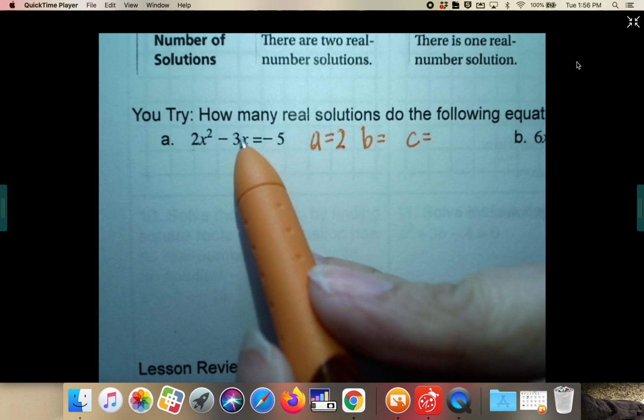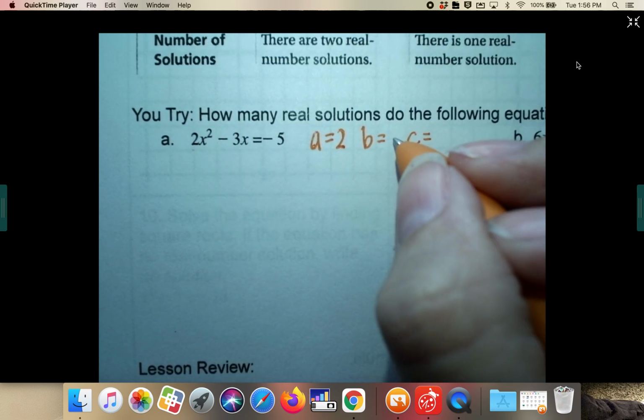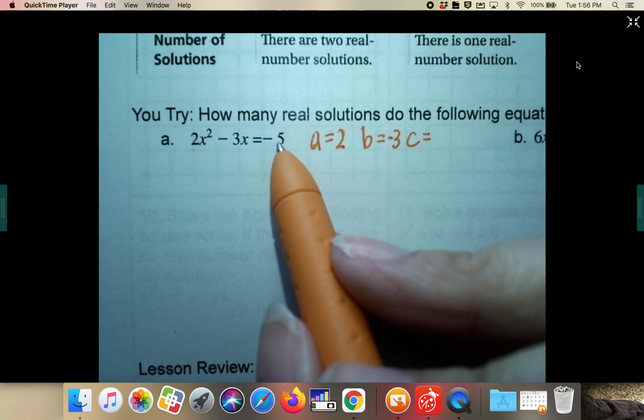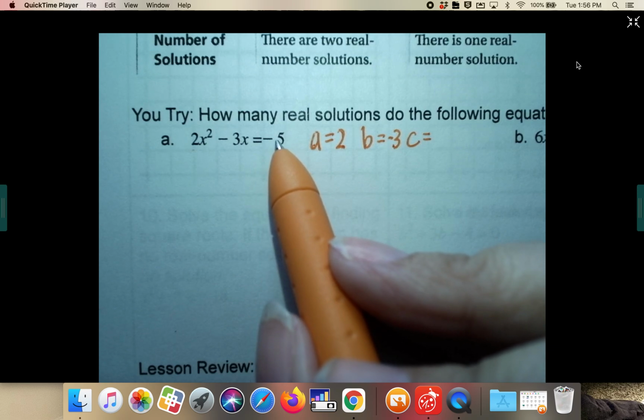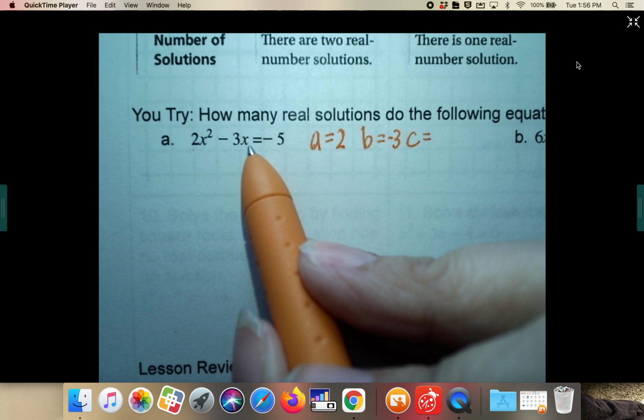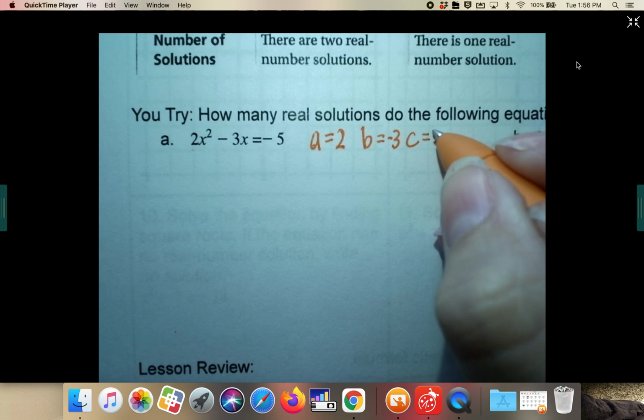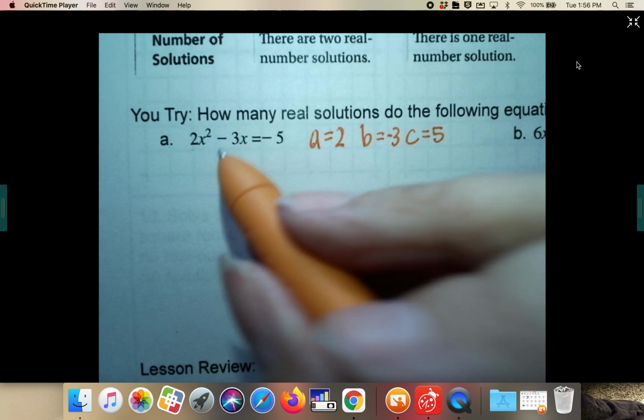The B term is what's in front of x, which is negative 3. And the C term, this is not set equal to 0. We need to move it over, so it's negative 5 currently. When I move it to the other side, it's going to be positive 5. Okay, I hope that makes sense. I didn't work it out.